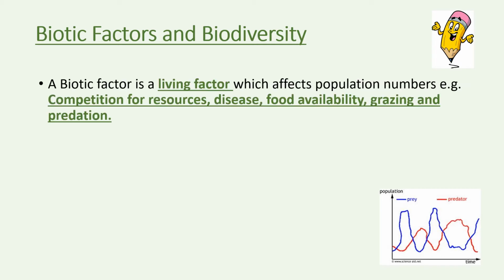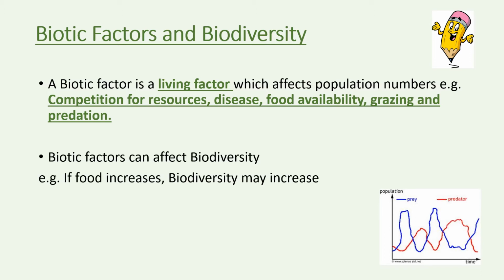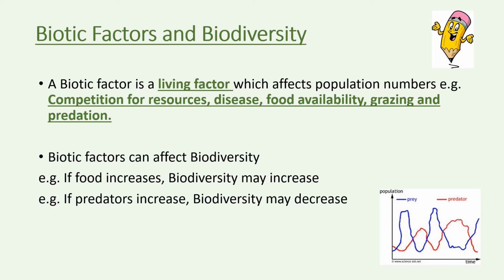So, for example, this might be competition for resources, disease, food availability, grazing, and predation. Biotic factors affect biodiversity. So, for example, if food availability increases, then biodiversity might increase. If predators increase, biodiversity may decrease because the predators would eat some of the organisms. So let's look at this in more detail.